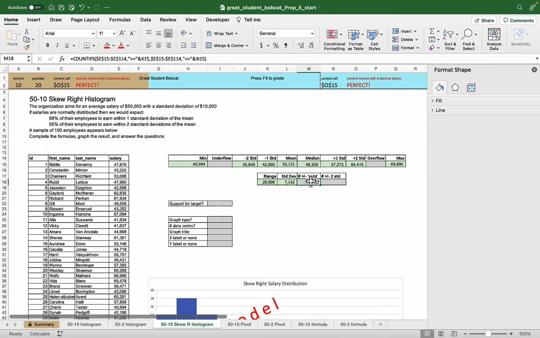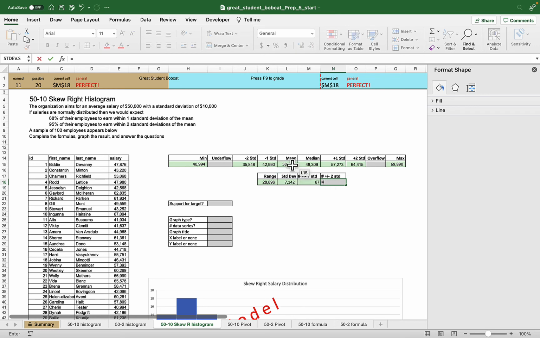67. Well, that's really close to 68. So even though this distribution is skewed, because it's not horribly skewed, it's actually obeying the characteristics, so far at least, of a normal distribution. And that's good news, because statistics are much easier to compute on a normal distribution, as we'll see later in the course.